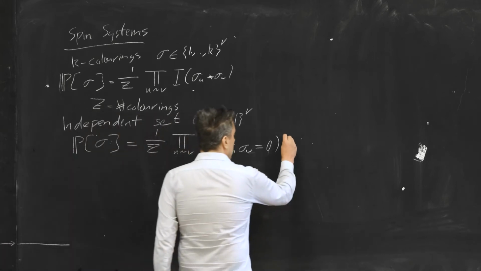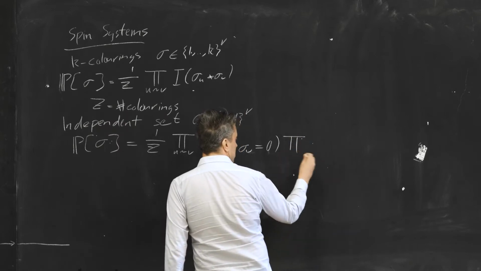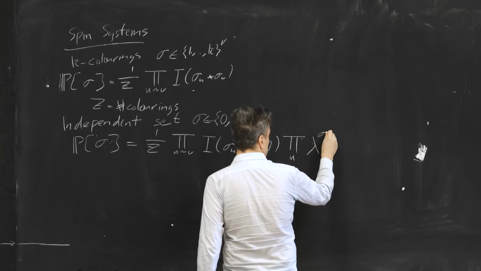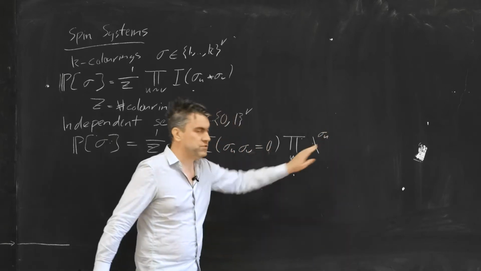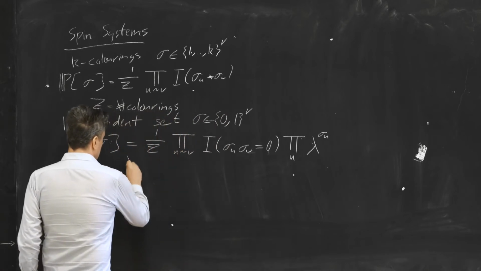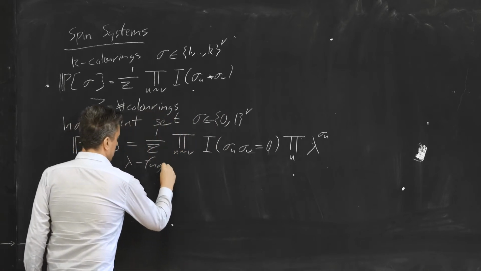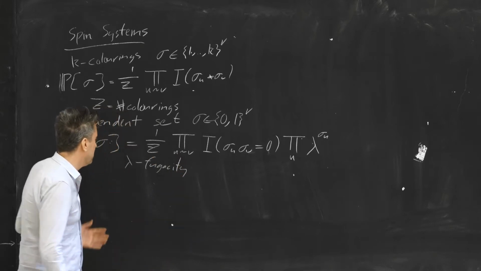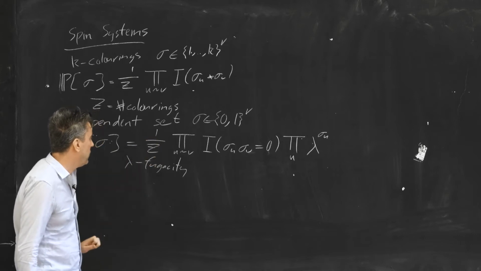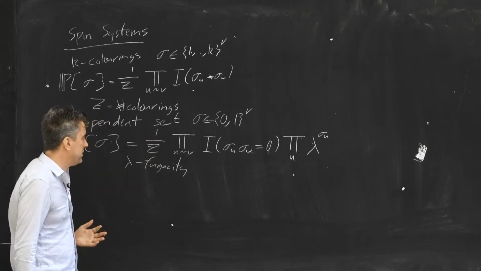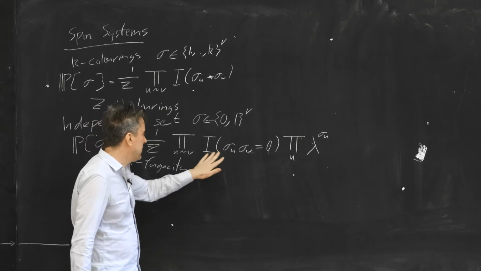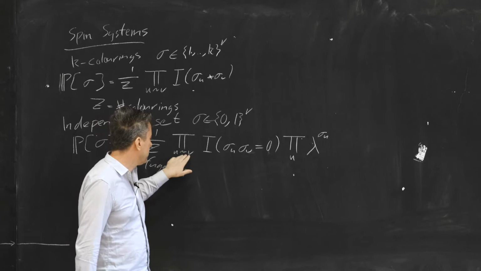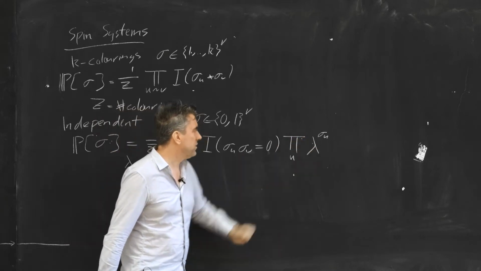So you could add in another parameter, lambda to the sigma u. So lambda is just a constant. It's the fugacity. And this is called the hardcore model. It's a weighted distribution over independent sets. And again, it has this product structure: a product over terms on the edges and also ones on the vertices.